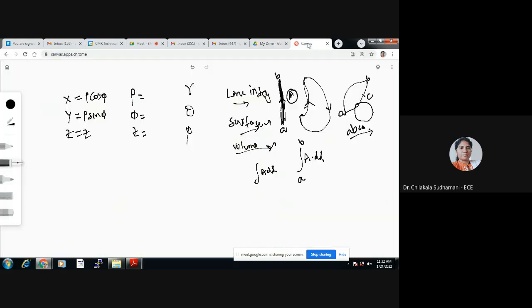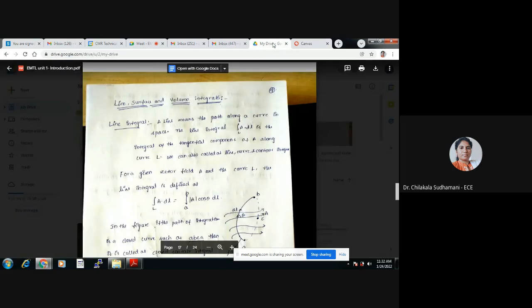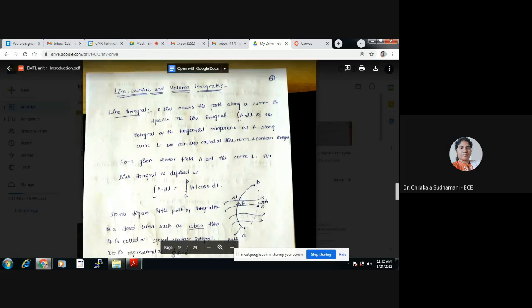If I consider A to B only, now what I'm doing is closing this curve, and somewhere I'm going to consider a point C. Then what can I consider? This is the line integral, which is in the form of a closed curve. Then how do we calculate the line integral if it is in the form of a closed curve?